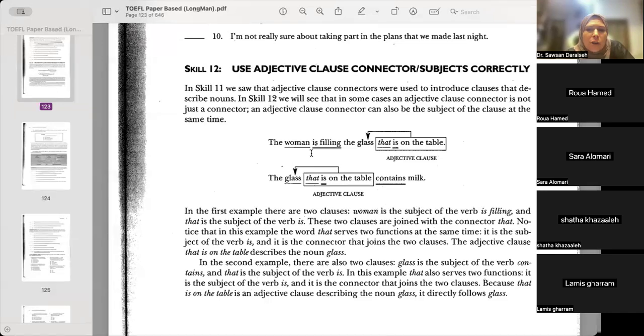Okay, remember, guys, you are not forced to use these sentences. You can make your own sentences, the ones that you want to use to describe the glass. For example, the woman is filling the red glass, the blue glass, the glass I bought, or that I bought. So you can say things like that to describe the glass or any other noun. But we're not here to tell you that you can't use another kind of sentence. No, we're here just to tell you these are sentences, look at them.